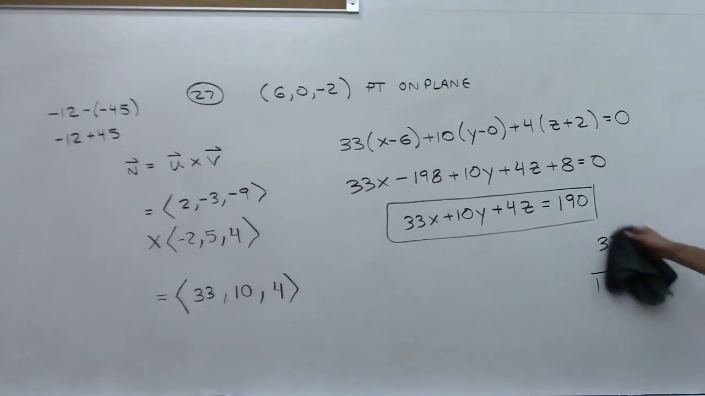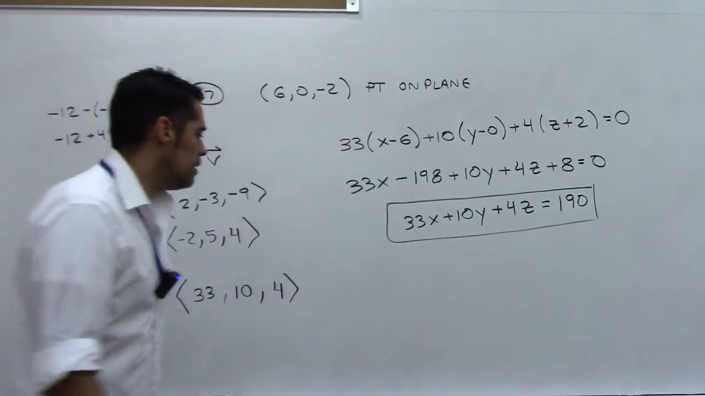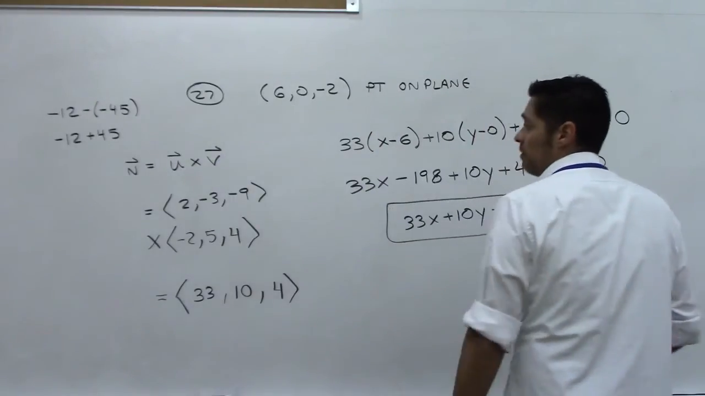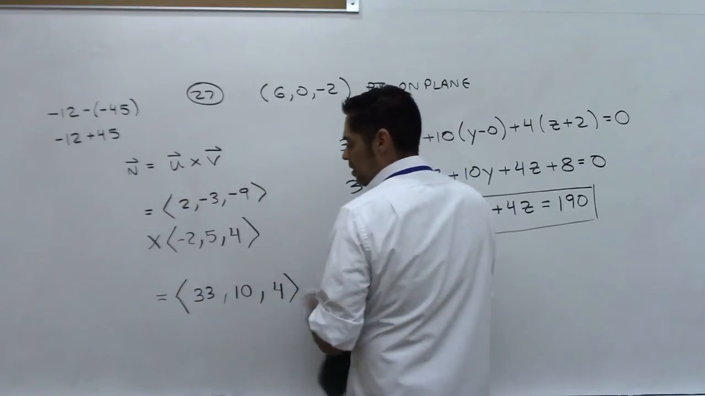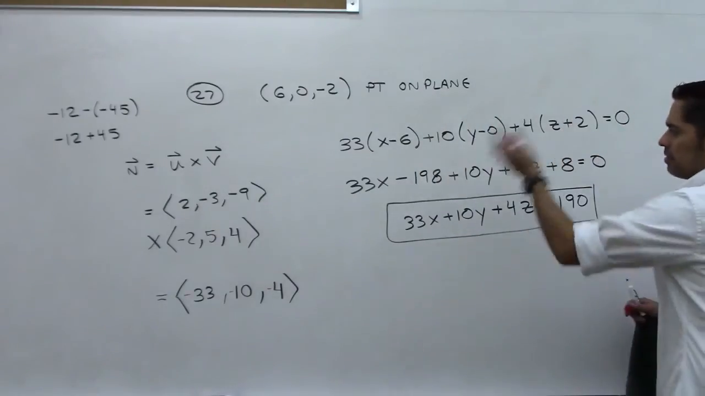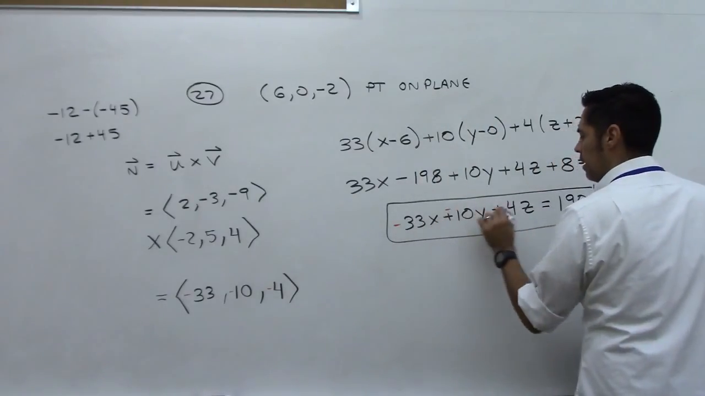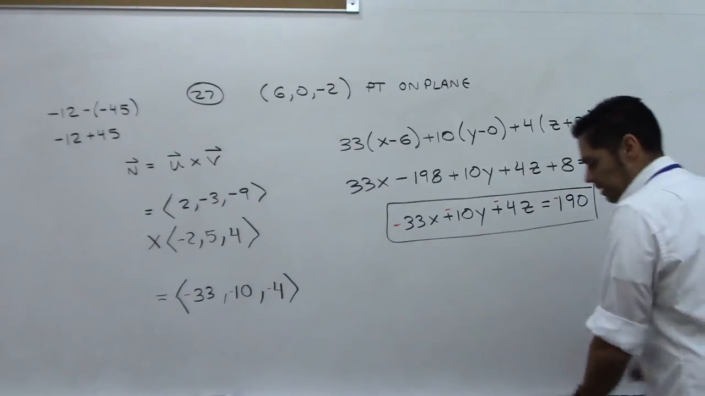Okay. Oh, I should mention that if you happen to have crossed these vectors the other way, v cross u, you're going to get the same result except all these will be negative. And the effect that that has over here is that everything changes. Negative, negative, negative, and then this is negative also. So just FYI.